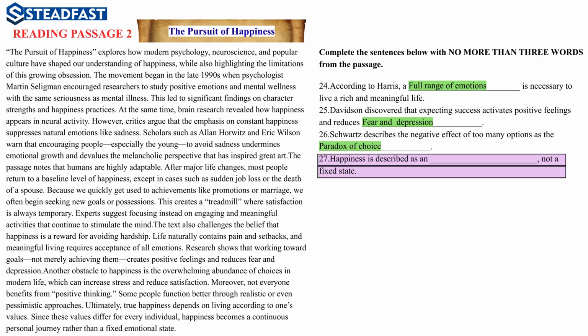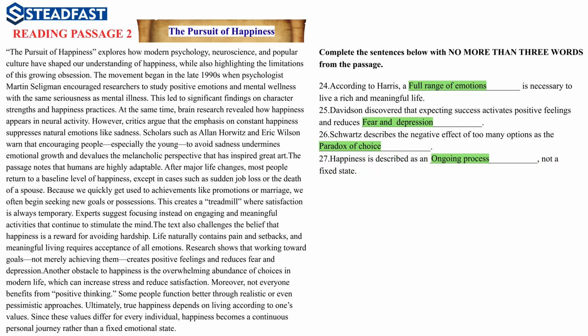Happiness is described as an dash, not a fixed state. In the final paragraph, it says happiness depends on one's values, and because values differ, happiness becomes a journey rather than a fixed emotional state. The key phrase to fill the gap is ongoing process or a similar expression. In this version, the expected answer is ongoing. It fits the meaning and the word limit. So the answer here is ongoing.